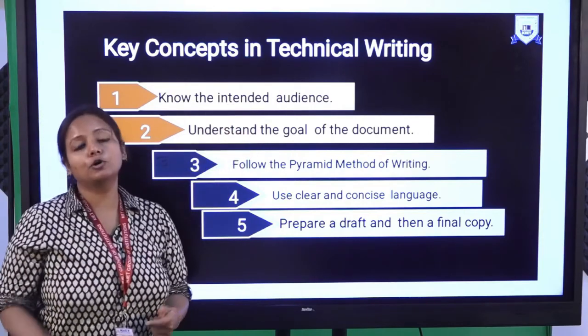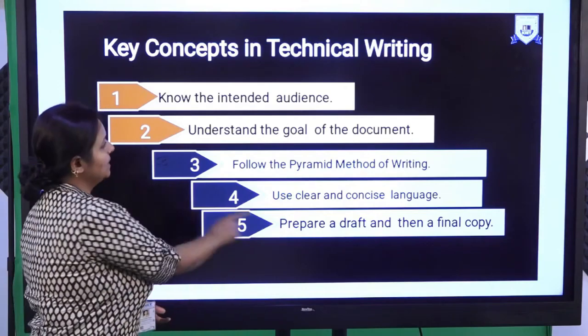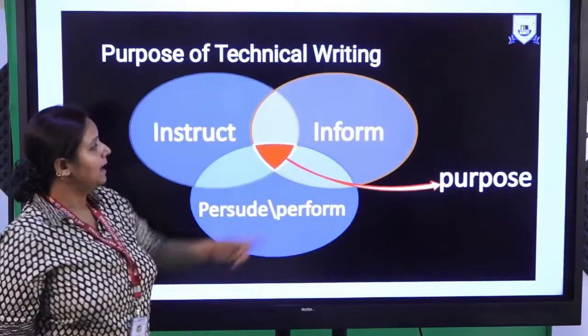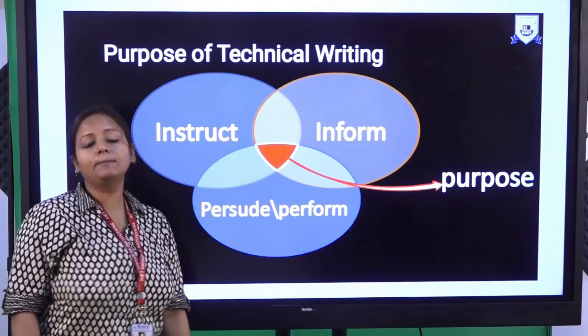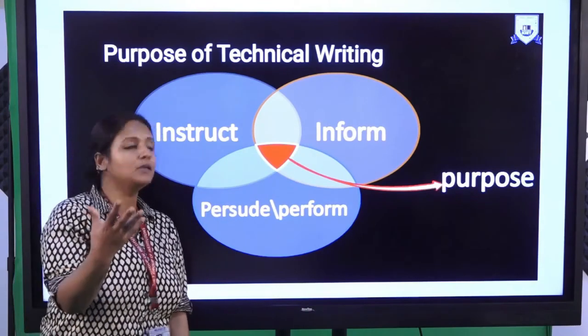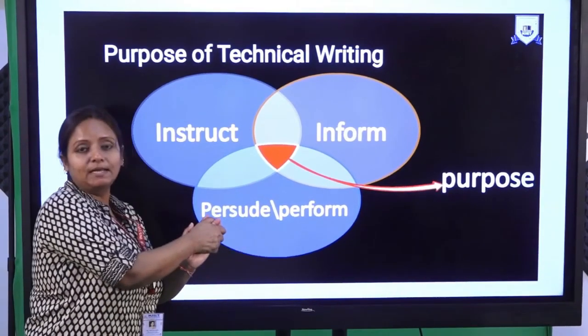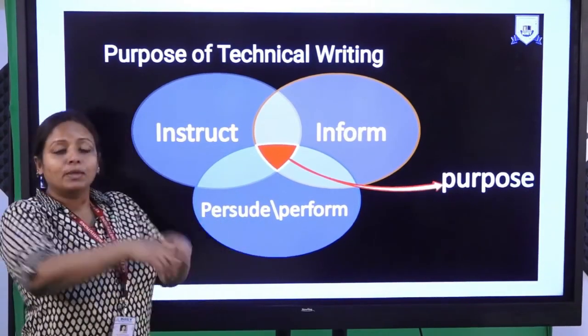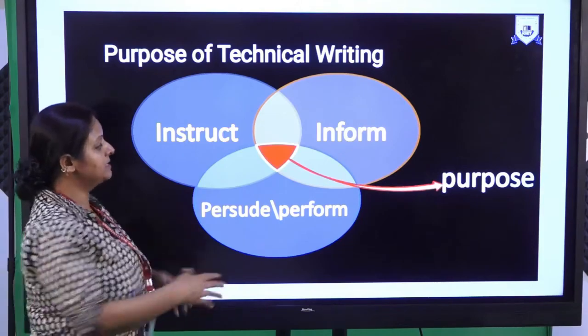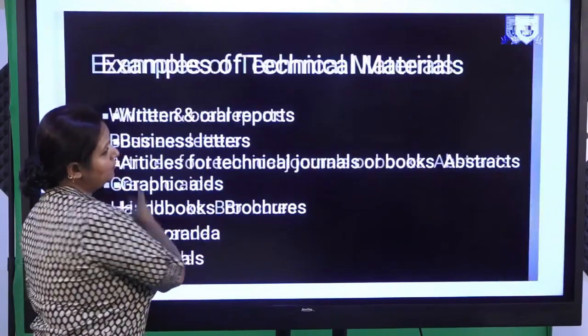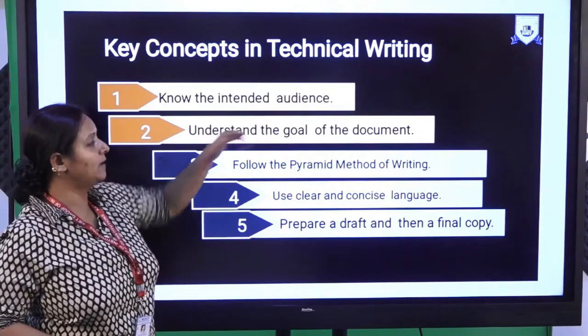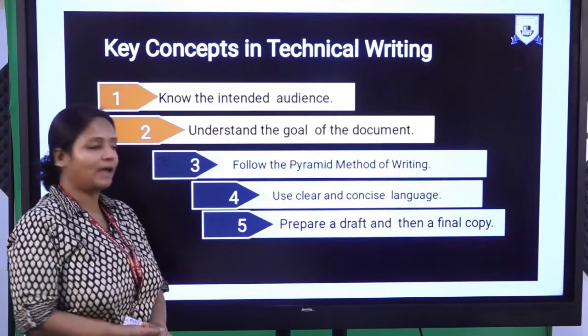Understand the goal of the document. What is the purpose of the document? As I said, here you can see the purpose can be to inform. When the purpose is to give some information, you can be more direct. But when you have to persuade somebody, you have to pitch your idea, you have to convince the person. So you have to not only know your audience, but you have to understand the purpose of your write-up.